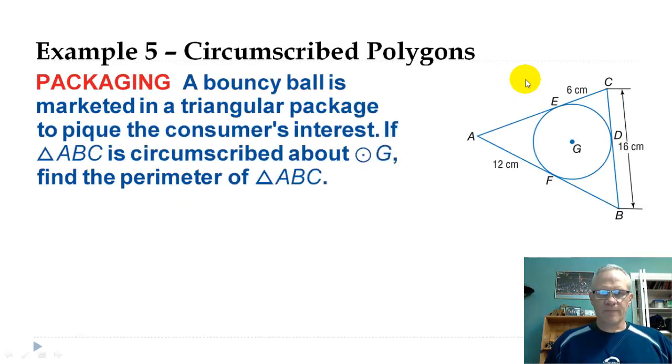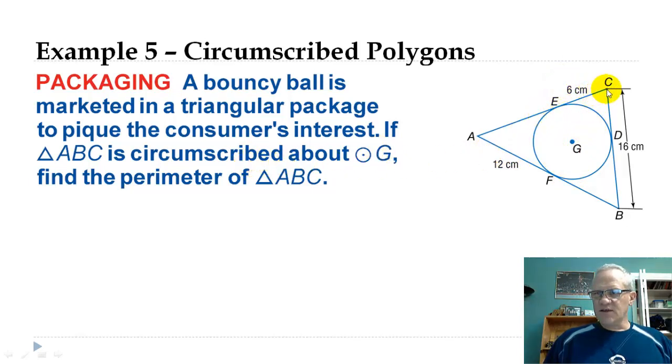All right. Last one. A bouncy ball is marketed in a triangular package to pique the consumer's interest. If ABC is circumscribed about circle G, find the perimeter of ABC. So remember we talked about inscribed and circumscribed. If something is inscribed, it's like inside the other thing, and usually the way we had it before was the triangle was inscribed maybe in a circle. Well, now the triangle is circumscribed.